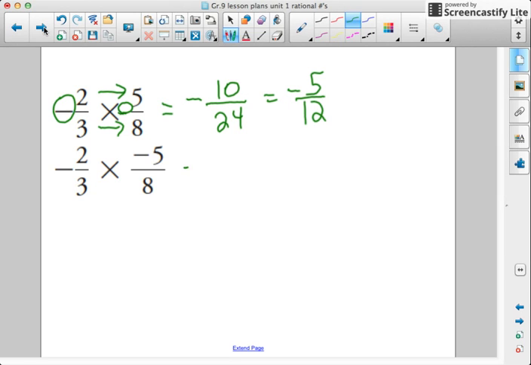Okay, this next one, the exact same numbers. So we know we're going to get 5 over 12. And it's going to be a positive because both numbers are negative that we're multiplying.